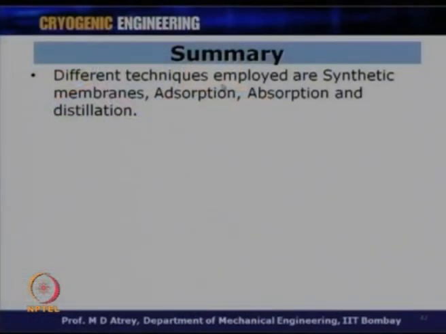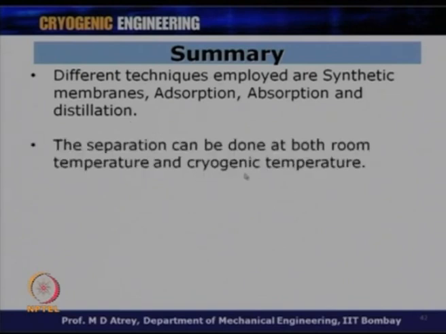So, this is what we have learnt. We have basically got an expression for work of separation. We understood what the figure of merit would be for a given system. So, just to summarize what we did in the first lecture of this topic of gas separation, I will take you through some summary points. We discussed different techniques employed for gas separation, which are synthetic membranes, adsorption, absorption and distillation. The separation can be done at both room temperature and cryogenic temperature. At room temperature, I normally use adsorption, or I can use membranes, or I can use absorption, while distillation is normally done at cryogenic temperature.